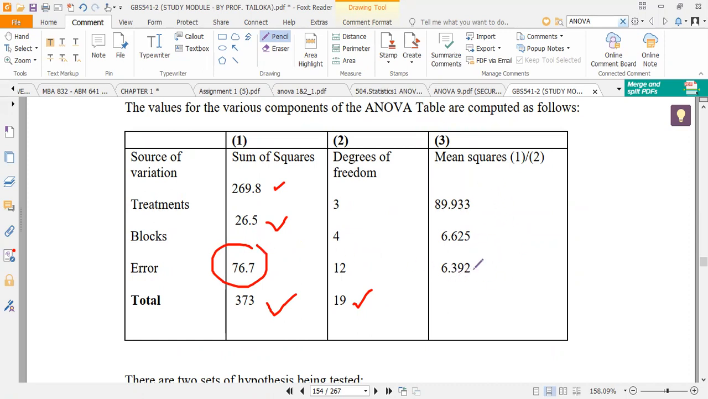So now to get the F calculated, we divide this into there. We get the F calculated for the what? Treatment. Again, we divide this into there. We get the F calculated for the what? For the block. So this is how the two-way ANOVA is actually computed.